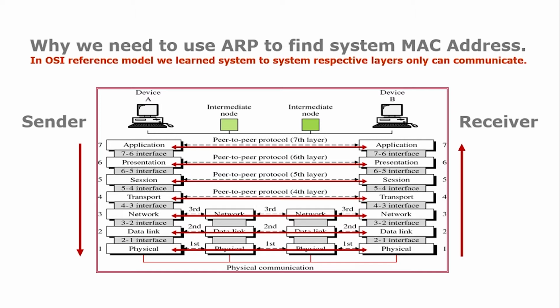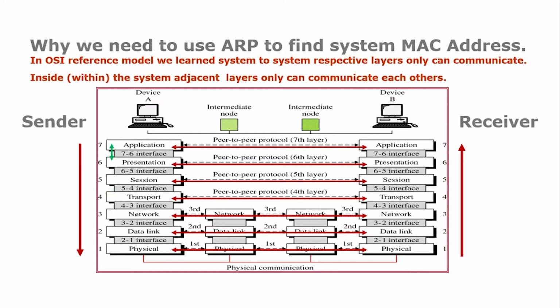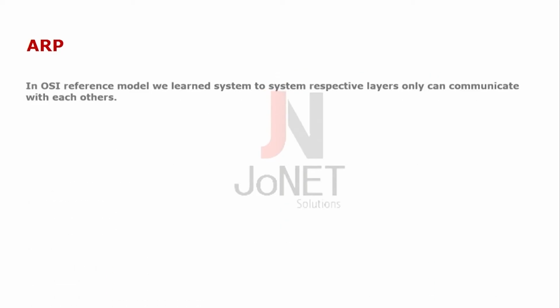What about within a system, or inside the PC? Within the system, only adjacent layers can communicate with each other. That is, the application layer will communicate to the presentation layer. The presentation layer can communicate with both the application layer and the session layer. Like that, the session layer can communicate with the presentation layer and the transport layer. Here a layer will not skip beyond adjacent layers. Like that, within a system, it will communicate.